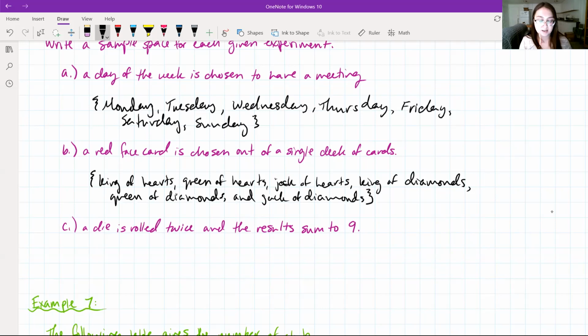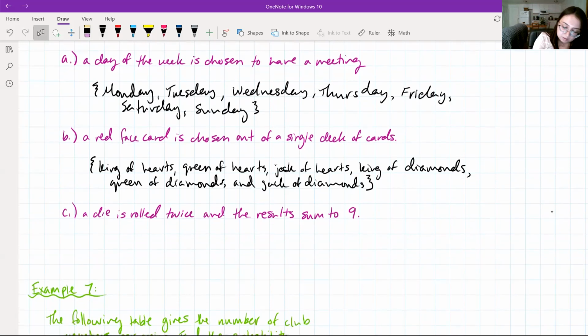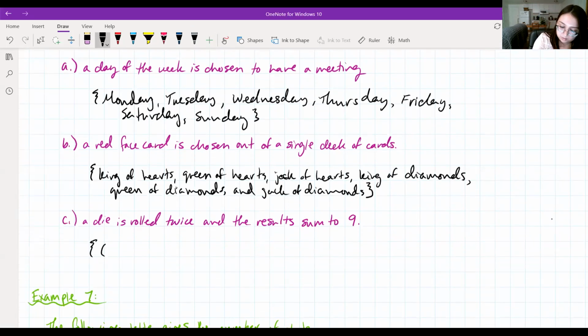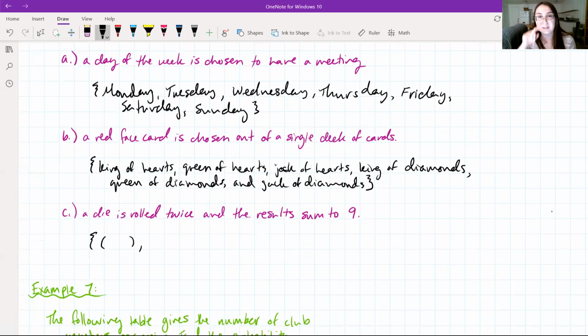Then lastly, part C, a die is rolled twice and the results sum to 9. So we're seeing we have 1 die and we're rolling it twice. So when we write these, we're actually going to write them in comma separated subsets, essentially. So when we write this, we're going to write them as an ordered pair. So we know that the die is being rolled twice, and the results are going to sum to 9. So we need to think of all the different ways that our values can sum to 9. And in this case, order is going to matter.